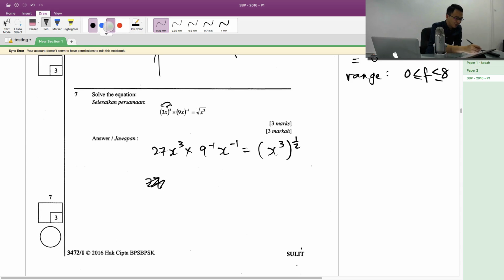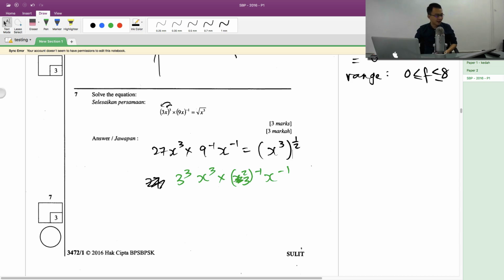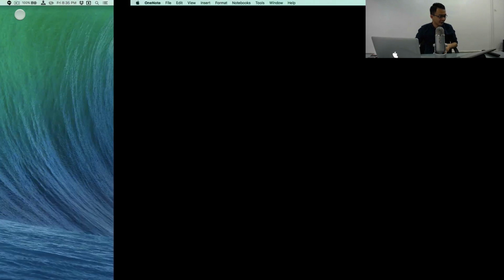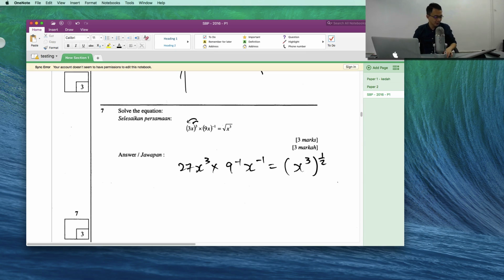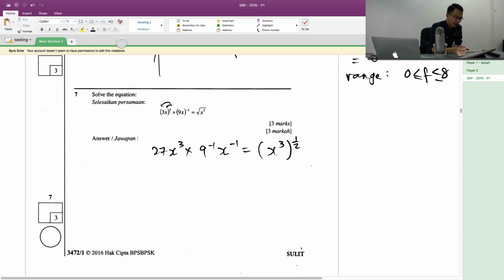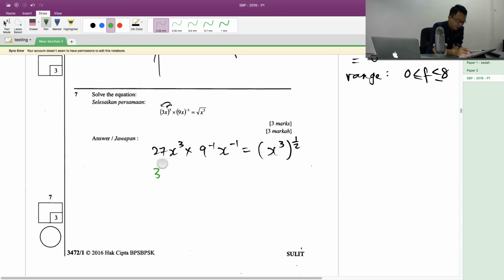27 is the 3 power of 3, isn't it? So it's 3 power of 3. This is x power of 3. And then 9 is 3 squared. Multiply negative 1, this is x power of negative 1. Oops. This one should be 3 power of 2. I couldn't erase again, so let me just restart the whole thing. Actually, this one I shouldn't change. I should leave it in 3 power of 3.